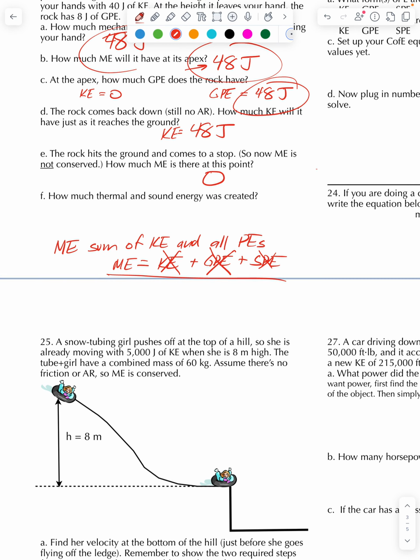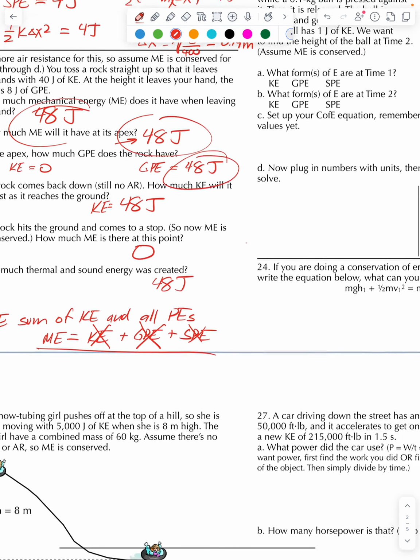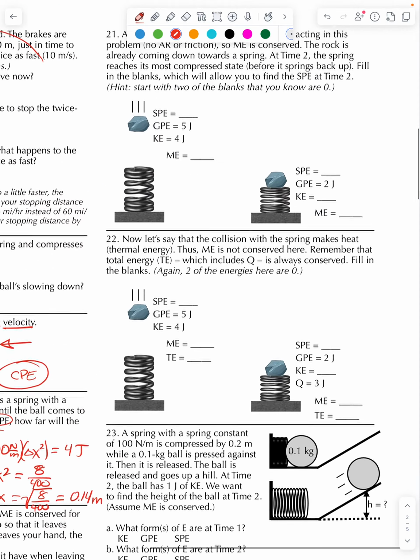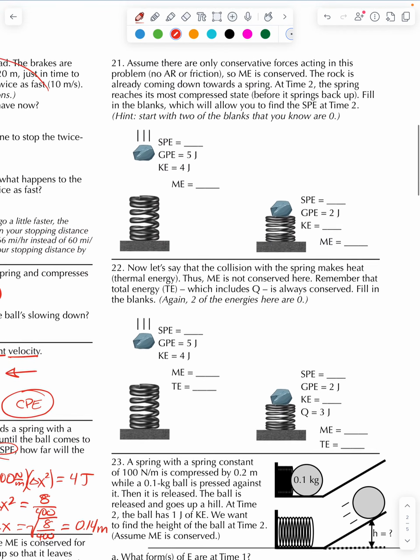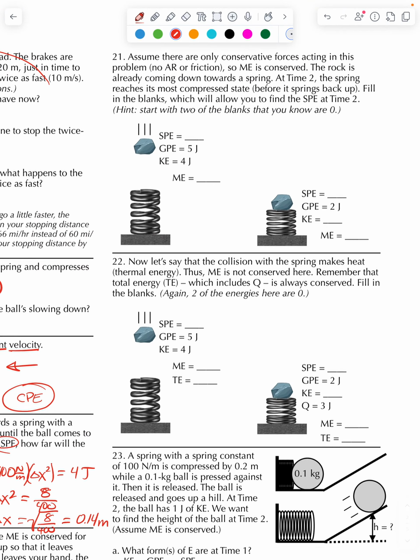It's just not in the form of mechanical energy anymore because we don't have any kinetic energy and we don't have any potential energies. So we must have created 48 joules of some other kind of energy that's not mechanical energy. And that must be thermal energy, in other words, heat. When it hit the ground, it warmed up the rock, it warmed up the ground a little bit. And sound energy, because sound energy carries away some energy. So that's a little primer about mechanical energy.